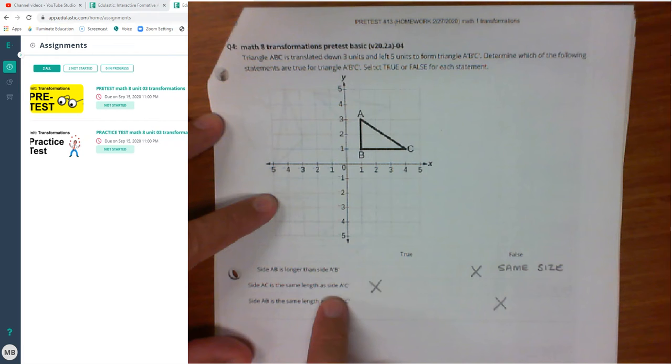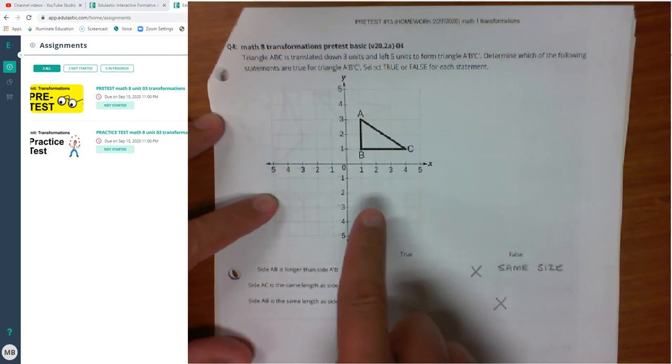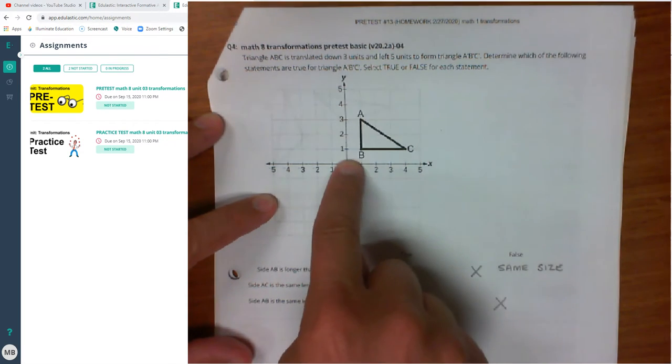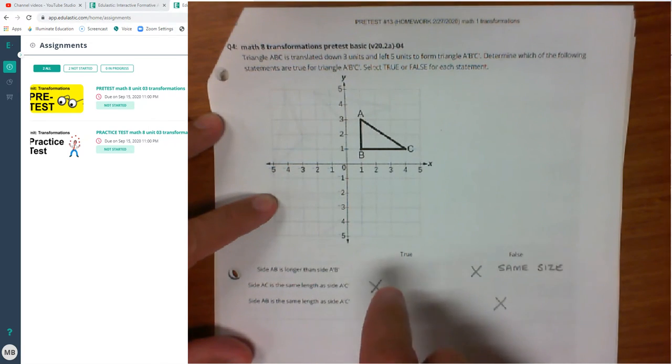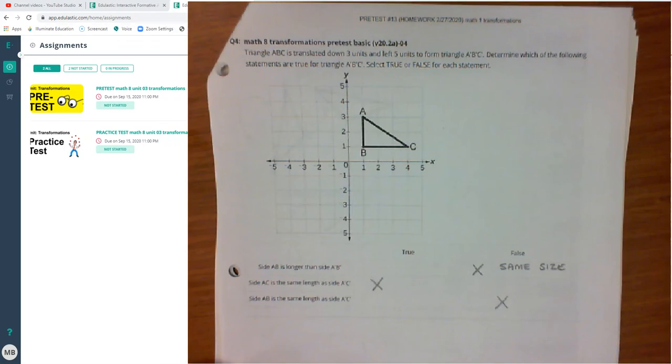AC is the same length as A prime, C prime. That's true. Everything's the same. AB is the same length as AC. AB is the same as A prime, C prime. No, those are different. This is saying that if I move it, this suddenly becomes the same as that. No. So these are both false, and that one is true.